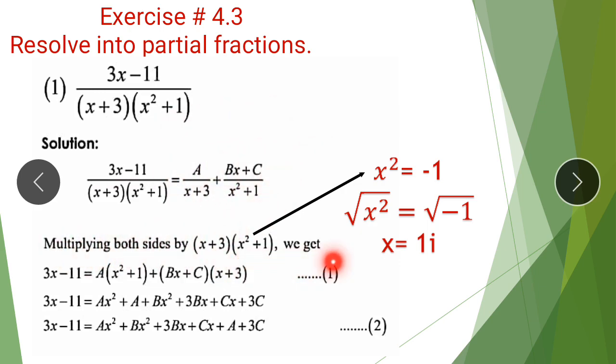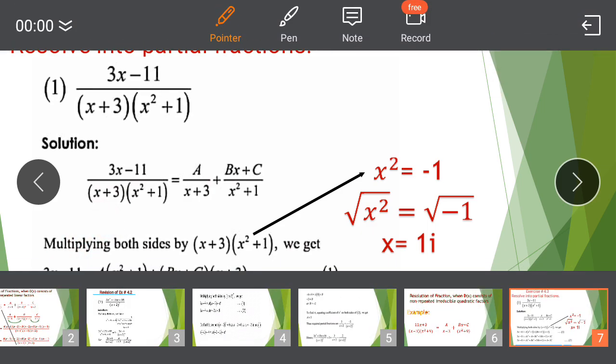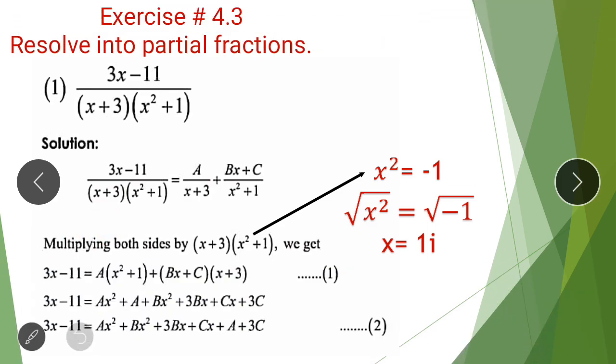We have to multiply both sides by the LCM. The LCM will be x plus 3 and x squared plus 1. So this one will get cancelled and we will just have 3x minus 11. With this one cancelled, with A we will have just A times x squared plus 1. Then Bx plus C, you must put a bracket around Bx plus C so that x plus 3 can be multiplied with both of these, meaning Bx plus C. So the denominator of this will get cancelled and we will just have x plus 3 with Bx plus C.